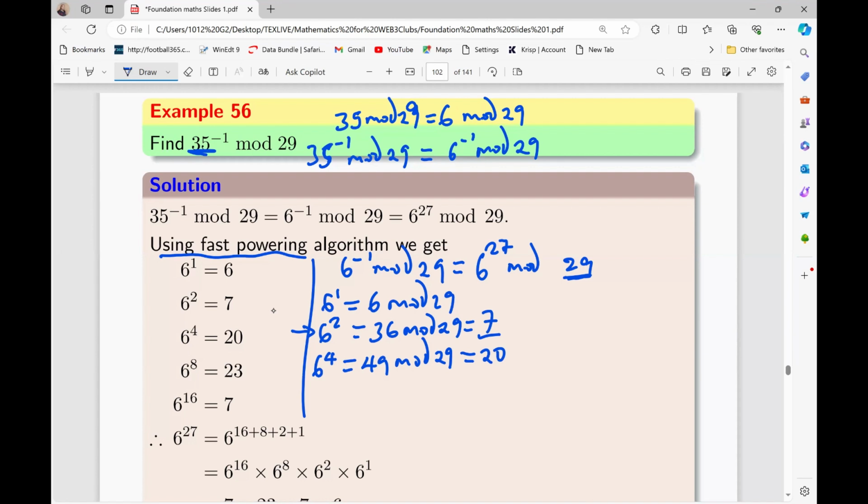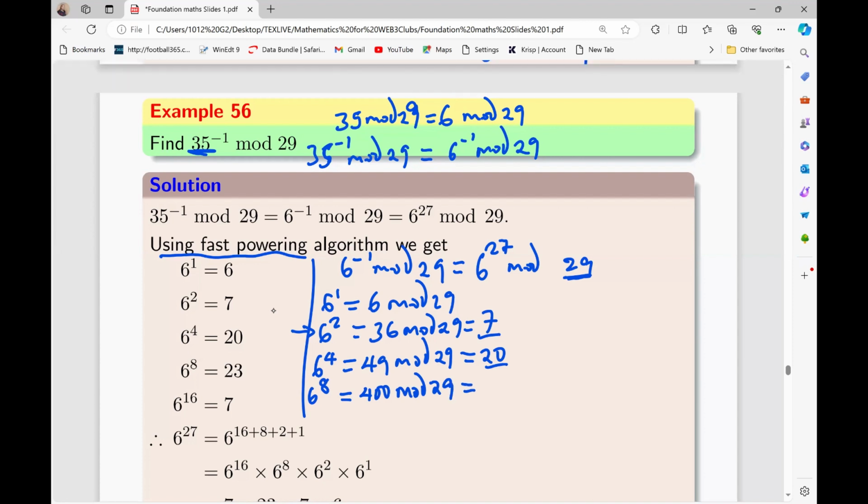Square that line, you have 6 raised to 8. Square 20, you have 400. And what is the divisor? The divisor is 29. So when you divide 400 by 29, what is the remainder? Let's just do it using a calculator. 400 divided by 29 goes there 13 times, so the remainder is 23.